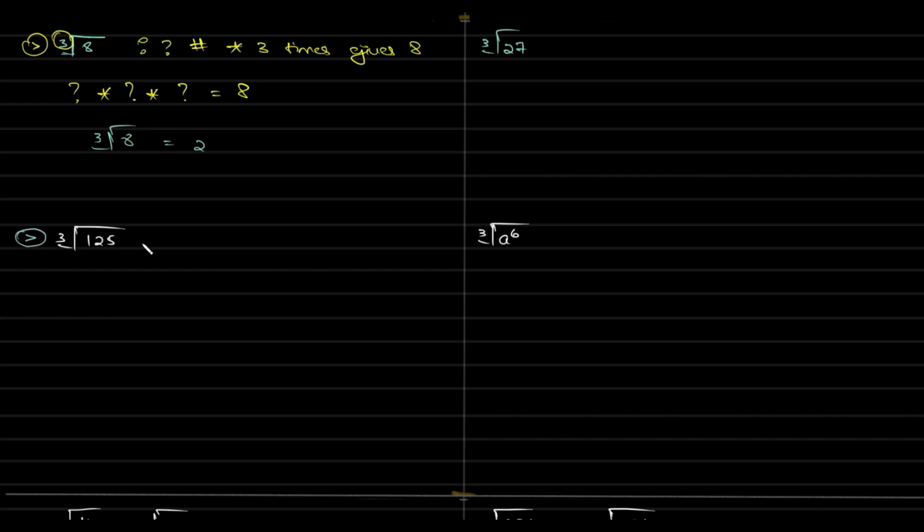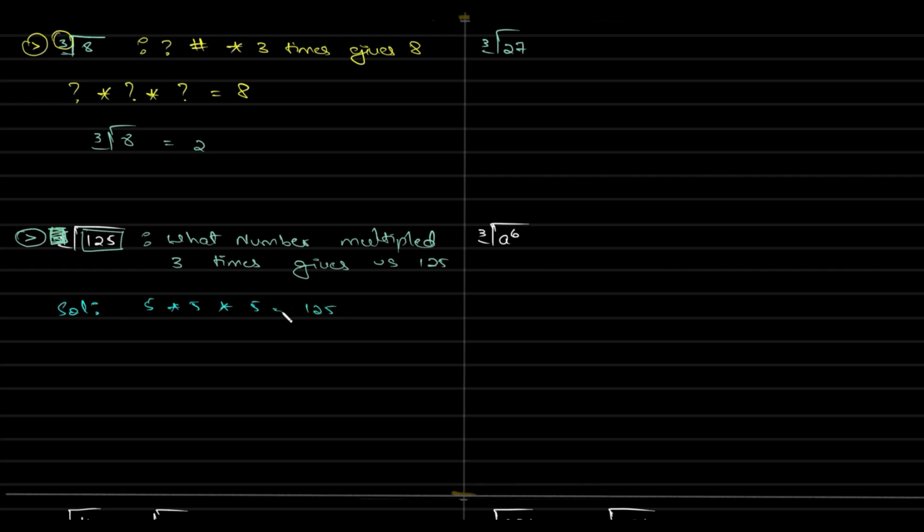Okay, next, what number multiplied how many times? 3 times. Whatever is the number over here, that one, 3 times gives us 125, the number inside the symbol, under the root. So the solution is, well, 5 into 5 into 5 gives me 125. So the answer is cube root of 125 is 5.